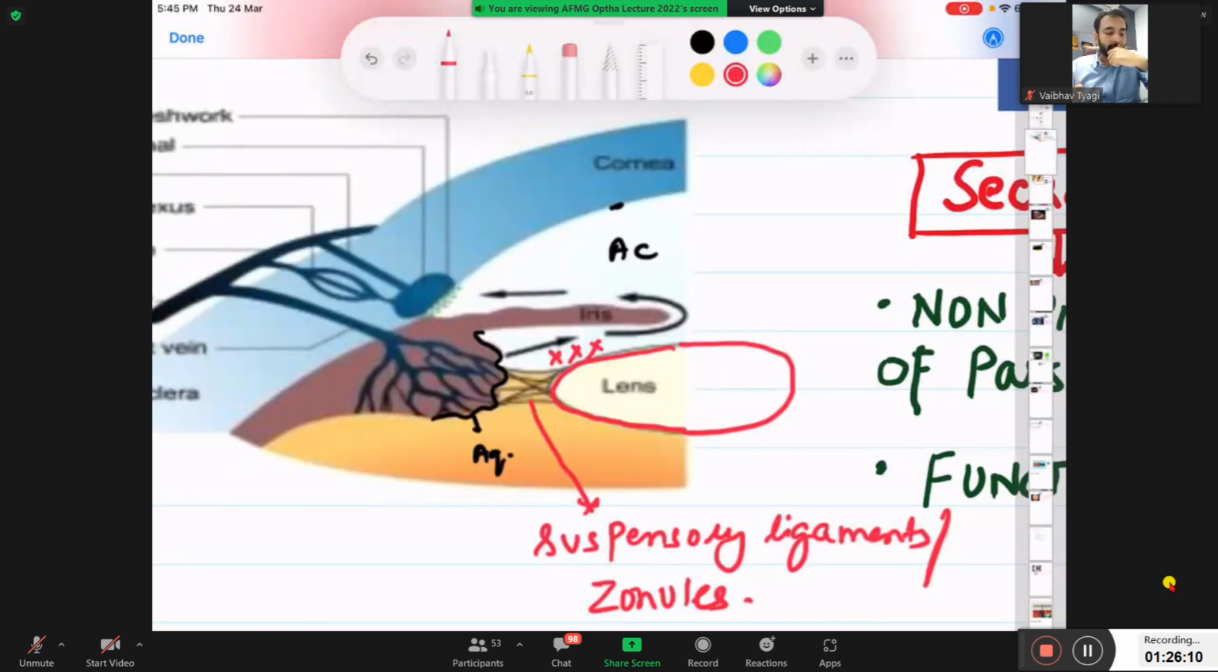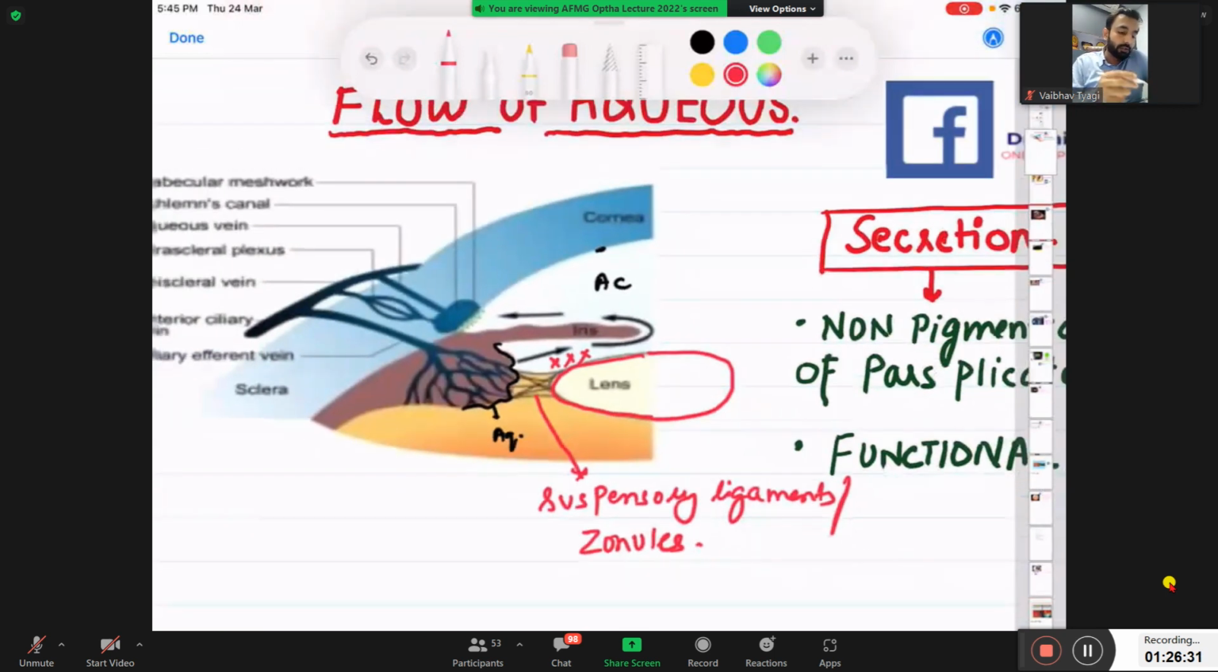Understood about zonules? Yes or no, in the chat box. So these zonules are coming from which structure? They are coming from your ciliary body, right? Clear? So what are the changes we will see during accommodation?